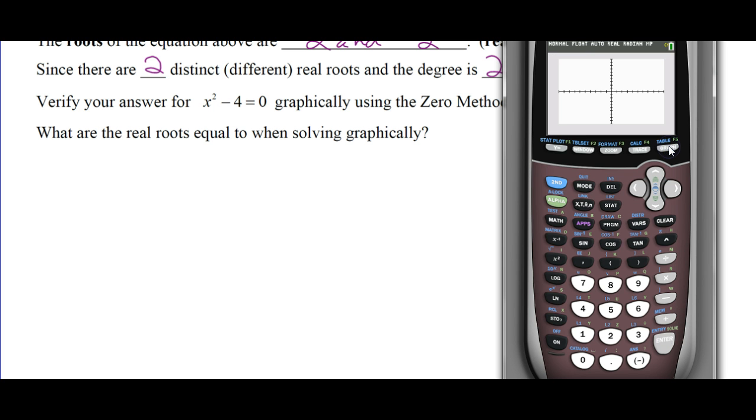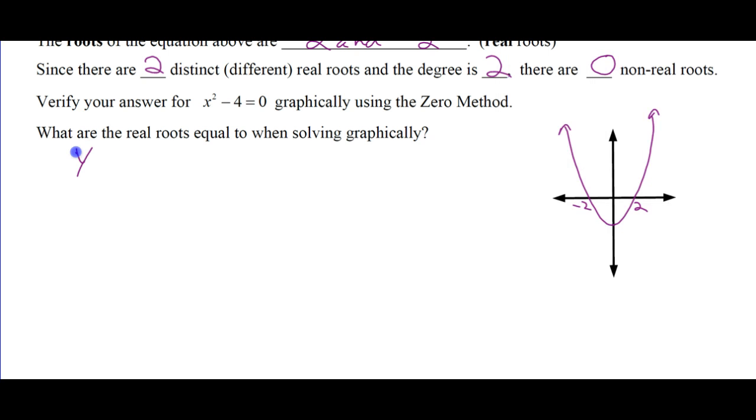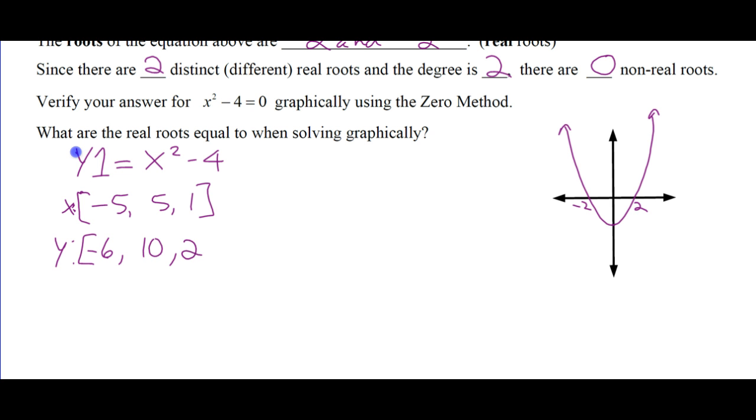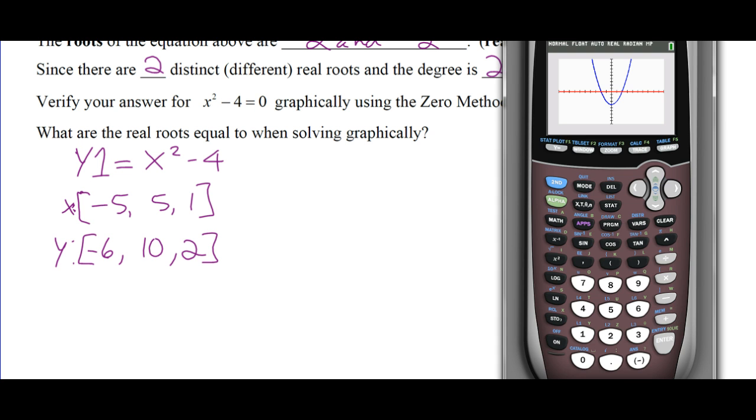So if I graph this, and then you say, well, we can adjust the window a bit, right? So there's my y equals 0. So this is like 2, so maybe we'll go -5 to 5. So we're going to state our window. I'm graphing y1 is equal to x squared minus 4. I have an x window of, let's say, -5 to 5 by 1s, and a y window. We need to go below. We know it goes to -4, so let's go from -6, and let's go up to 10, and we'll go by 2s.